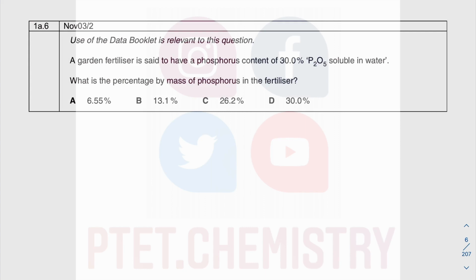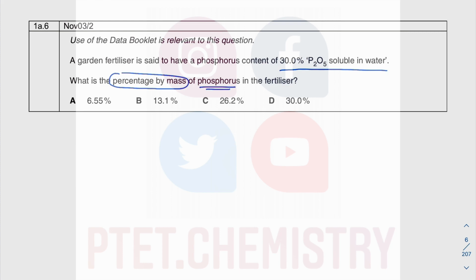Next question is asking on the percentage by mass of phosphorus. They are not asking for nitrogen, okay? But they give you a statement: 30.0% P2O5 soluble in water, okay? So what is going on here?